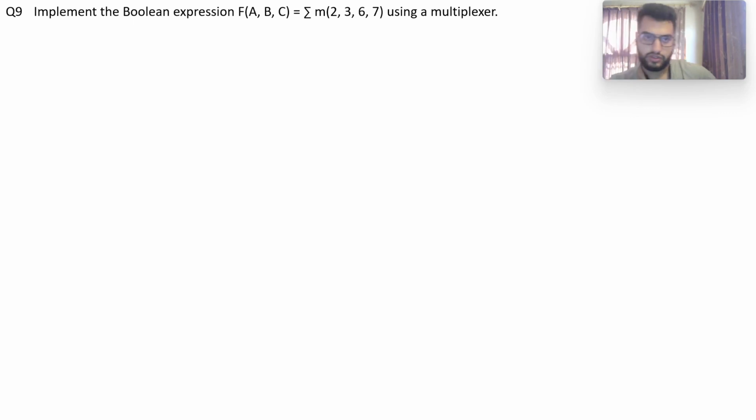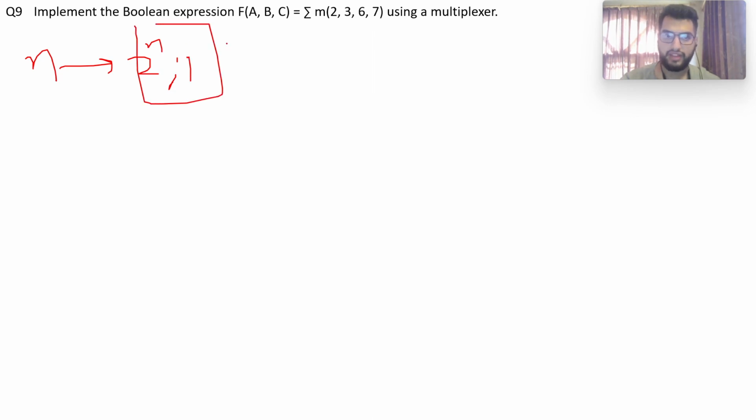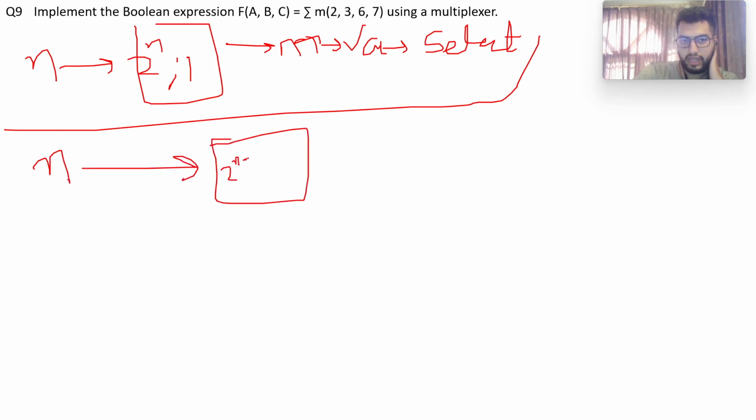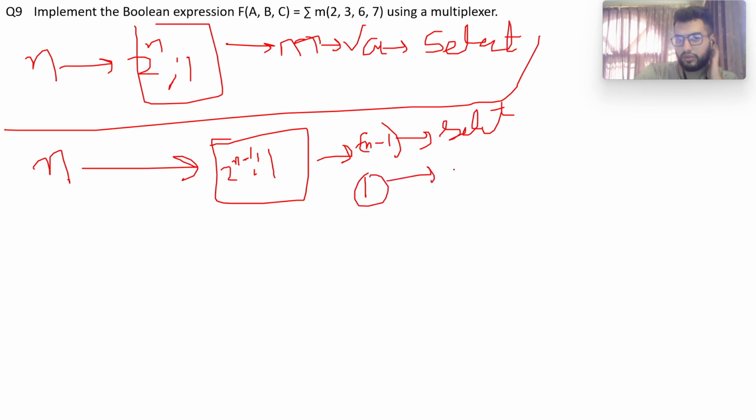An n variable function can be implemented by a 2 raised to power n is to 1 mux, where the n variables are used as select lines. This is one way. Another way is you can implement an n variable function using a 2 raised to power n minus 1 is to 1 mux, where n minus 1 input variables are your select lines, and one of the input variables, based on the combination of the function, is applied to the input pins. So this is the one thing.